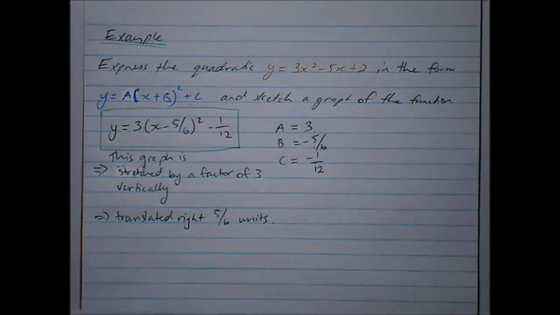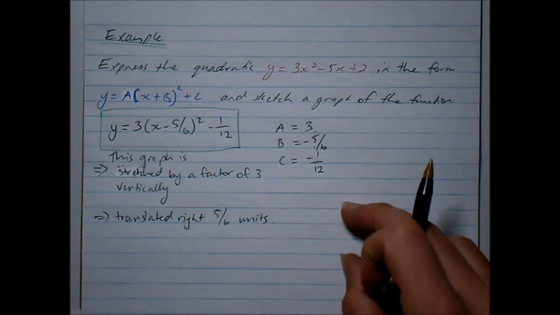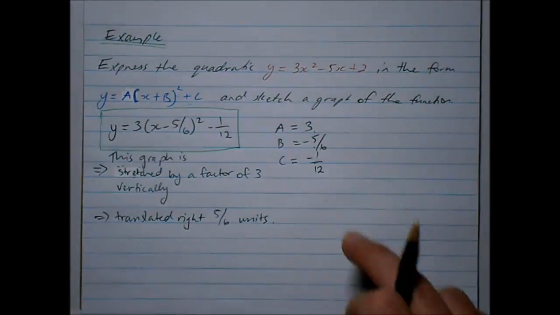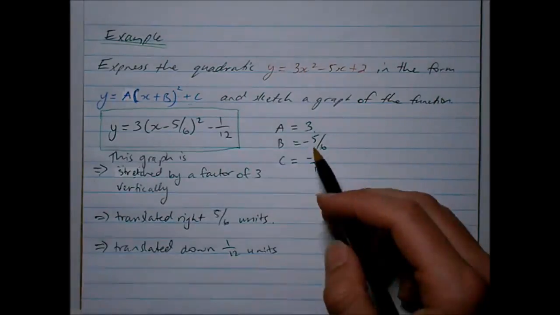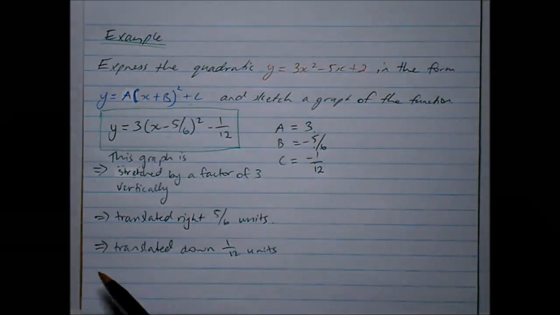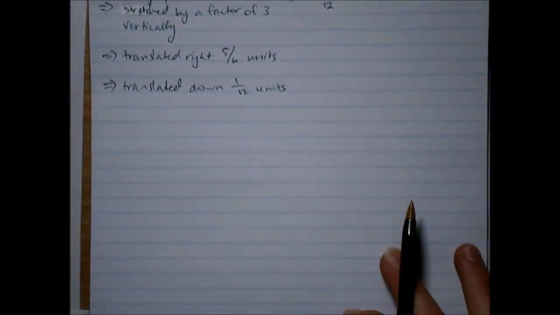Now our c value is negative 1 on 12. That negative means we're going to move down by 1 on 12 units. So we've done that. Now our statements are done. Remember that if a is negative, you need to make a statement that it will be inverted. All right, so now we move on to our turning point.